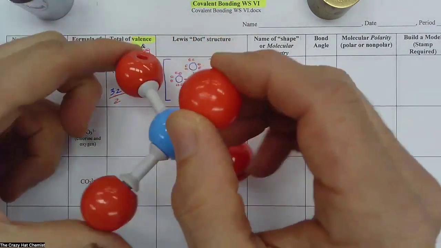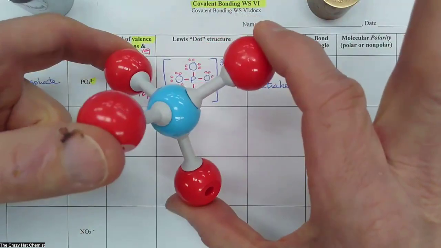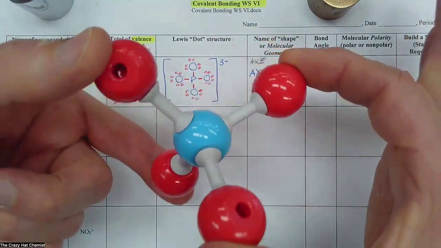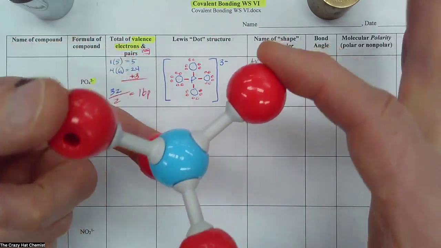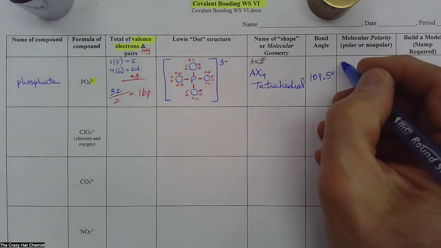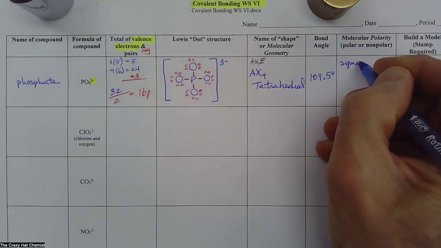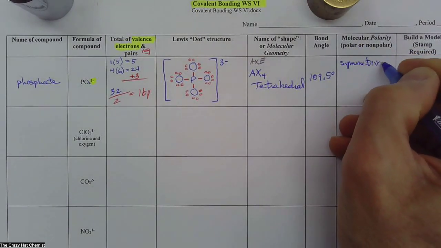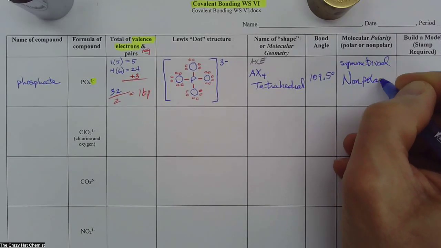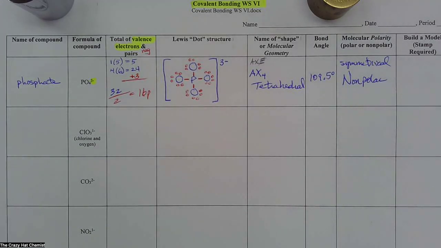If I were to place my fingers on all the outside atoms, are they the same? They are the same. So since they are the same, that means that this is a non-polar structure since it is symmetrical. So this is symmetrical and non-polar. By the way, I am giving you a really easy, simplistic definition of polarity here with symmetry.